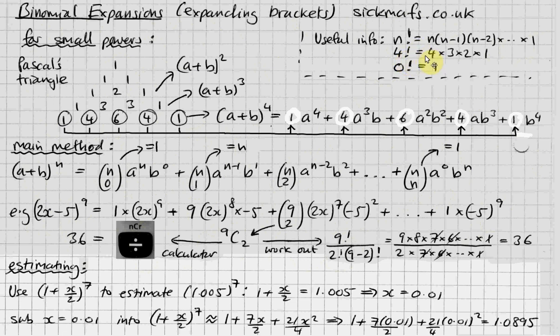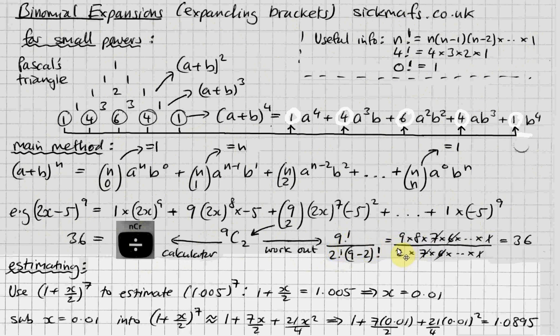4 factorial means 4 times 3 times 2 times 1. And 0 factorial, which doesn't really follow the normal rules, is just equal to 1. You don't get minus numbers or fraction numbers, it always has to be whole numbers. So that's factorial explained. So let's carry on with it.